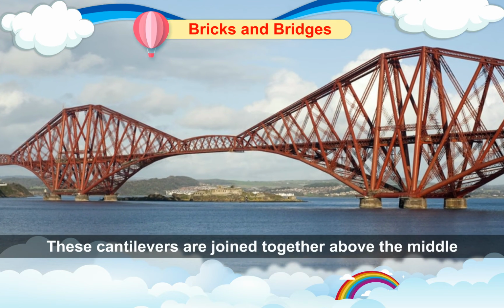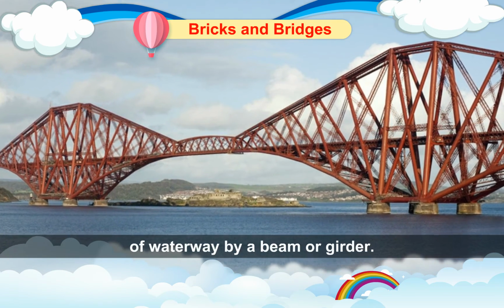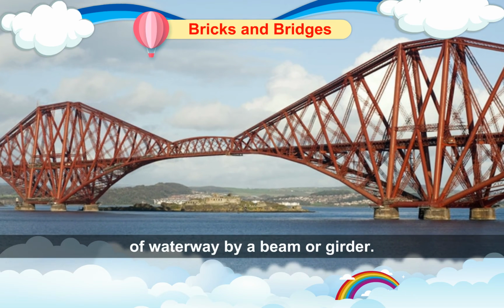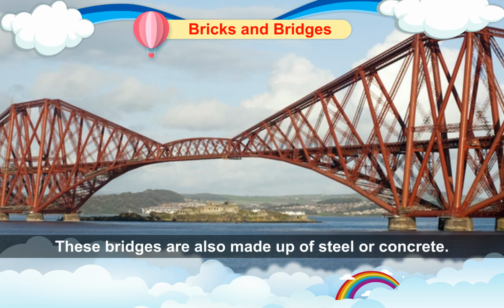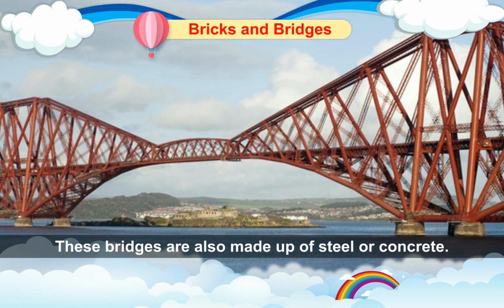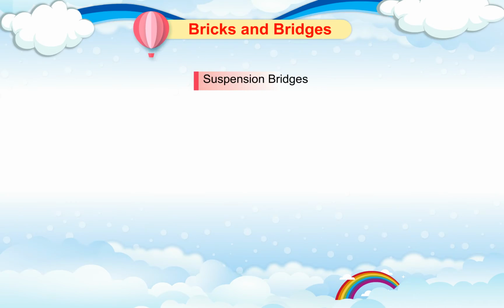Cantilever bridges. These bridges consist of one or several independent beams called cantilevers. These cantilevers are joined together above the middle of waterway by a beam or girder. These bridges are also made up of steel or concrete.